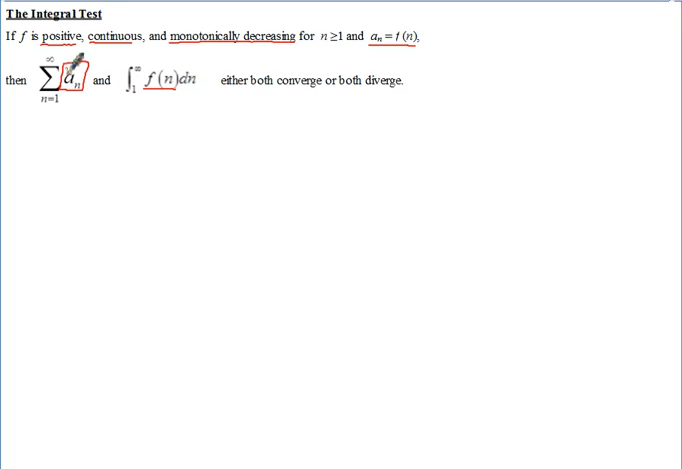So if you can integrate easily the expression that's inside that gives you the formula for each term here, a sub n, then either the series and the definite integral both converge, or they both diverge. So this is if it's easy to integrate what's in there.